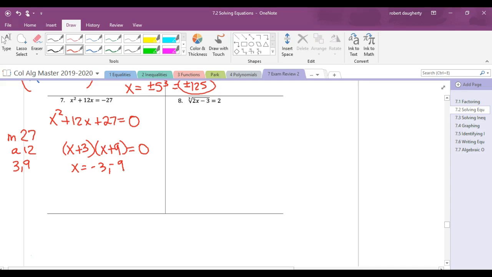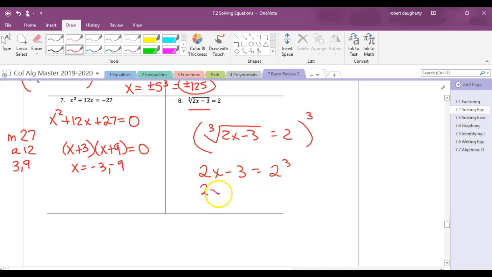Look at the next one. I got a cube root. It's already isolated. My key to solving this guy now is just going to be to cube both sides of this equation. When I cube both sides of this equation, I get 2x minus 3 equal 2 cubed. 2x minus 3 equals 8. 2x equal 11. X equal 11/2.